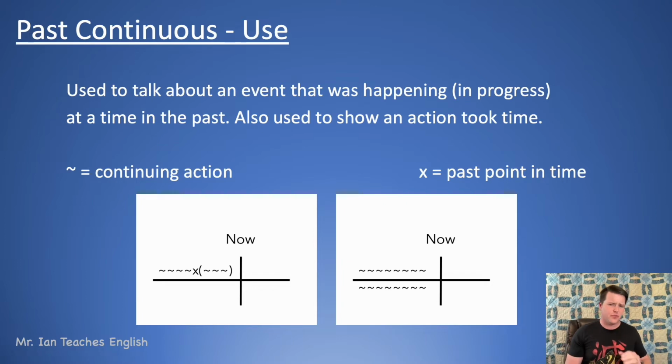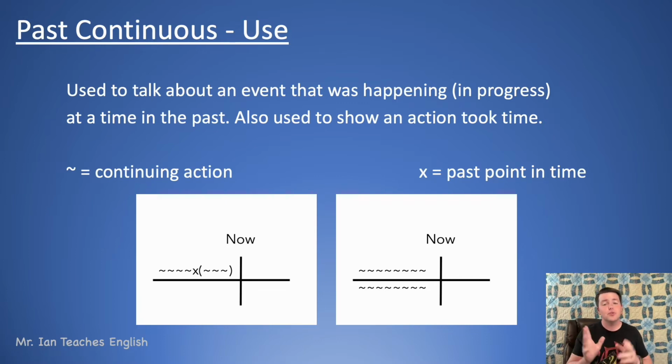It's also used if we want to show that an event took time. Any continuous tense is going to show you that an event took time. We're not going to use continuous tenses with descriptions like stative verbs or non-action verbs or verbs that happen very quickly. For example, you don't really hear people say someone was closing the door because how long does it take you to close a door? Not very long. So it depends on the nature of the verb itself.